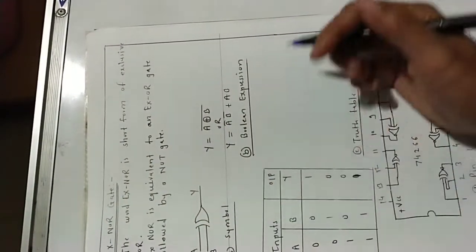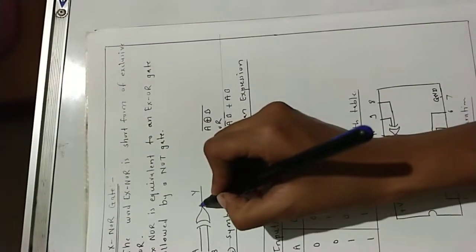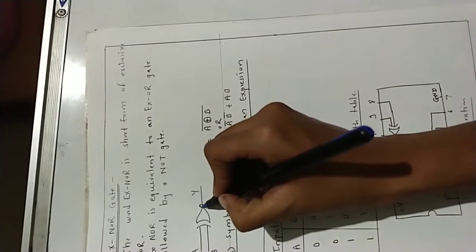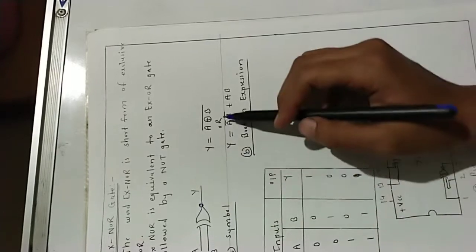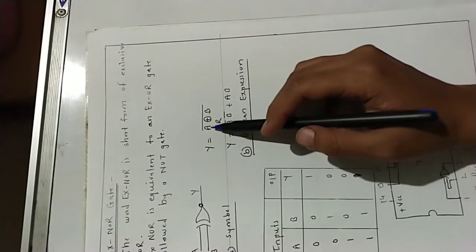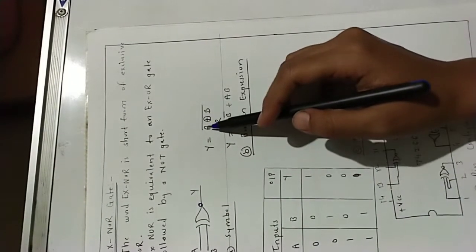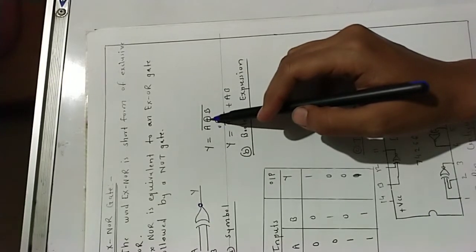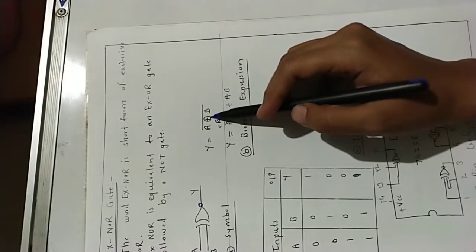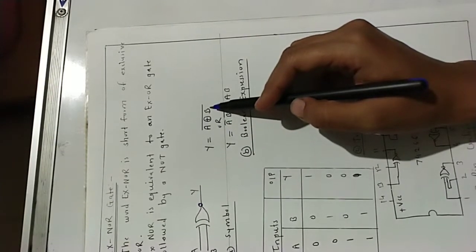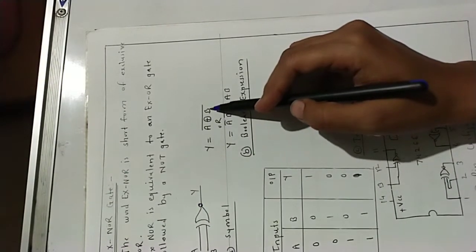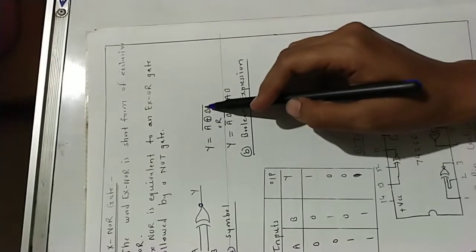XNOR gate, see the symbol. Okay, there is a mistake in the symbol. XNOR gate means there should be a bubble in front of the symbol. A B input and Y is the output. And the equation is, or XOR gate का equation था A plus B. This is not plain plus. A plus B is the equation of OR gate. A circled plus B is the equation of XOR gate, and A circled plus B का बार मतलब this is XNOR gate.